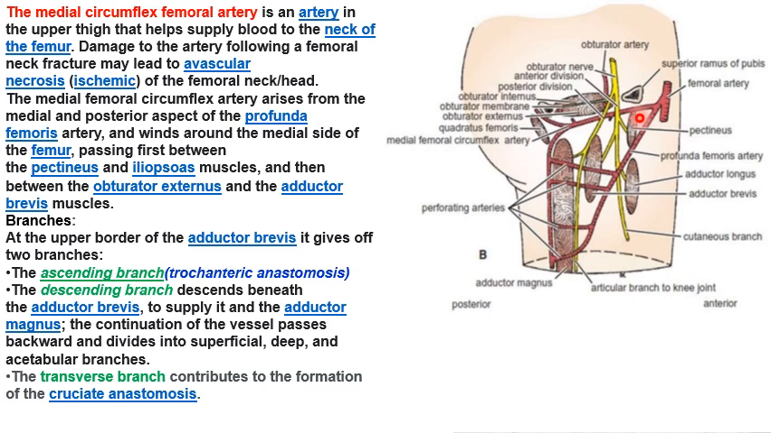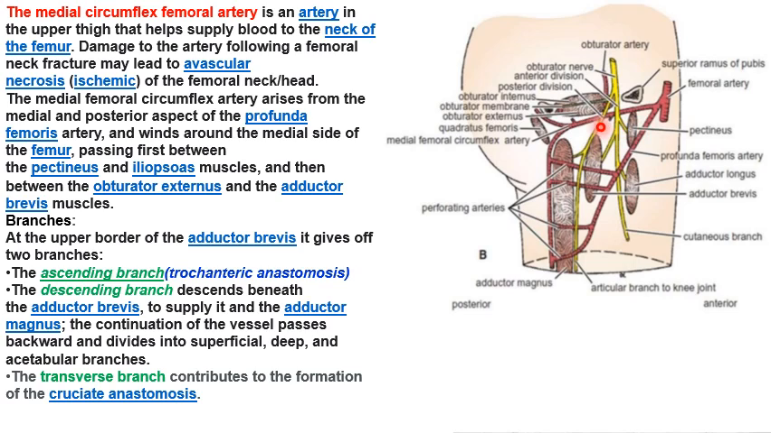So any blockage or damage to the medial circumflex femoral artery, that is, a fracture of the neck of the femur, can lead to avascular necrosis of the neck of the femur, where it has to be replaced for proper functioning of the movements, the hip movements. So that forms a very important clinical feature with the medial circumflex femoral artery.